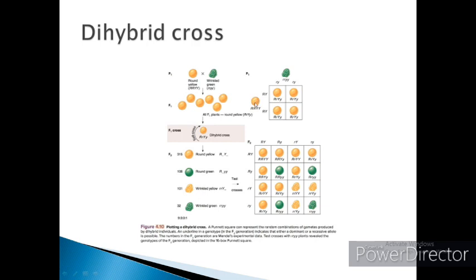And now after crossing them again, he found that he got 9 round and yellow seeds, then 3 round and green, then 3 wrinkled and yellow, and 1 wrinkled and green. Therefore his phenotypic ratio is 9 to 3 to 3 to 1. So this is known as a dihybrid cross.